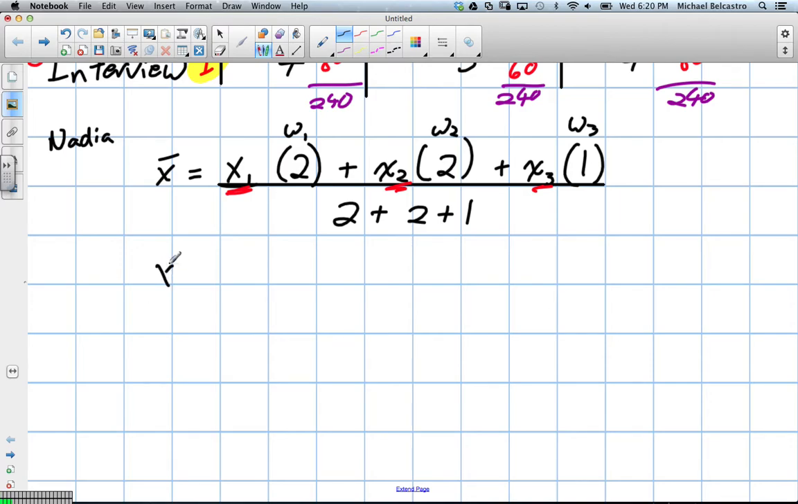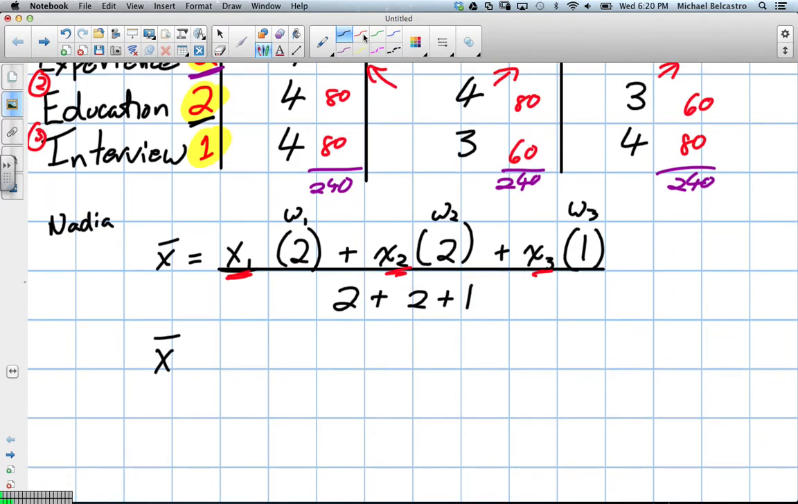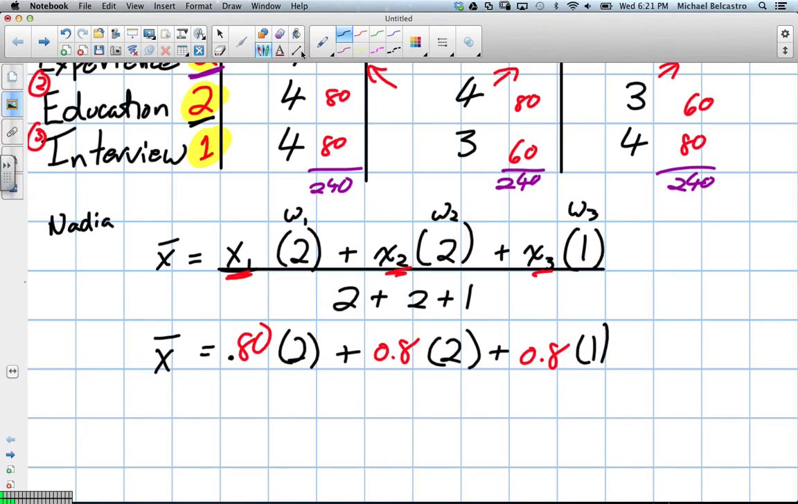We're going to have X bar. And for the first person, they got 80%. Right? 80%. And as a decimal, that'd be 0.8, right? Times 2. Plus 0.8 again. And the last one, I think, was 0.8. So just to speed this up here. Times 2 plus 0.8 times 1. And all of this is going to be over 2 plus 2 plus 1, which is a value of 5, right?